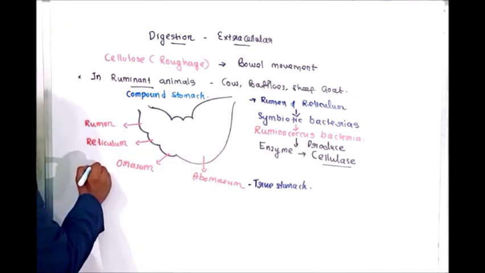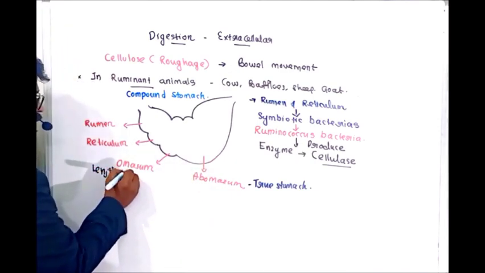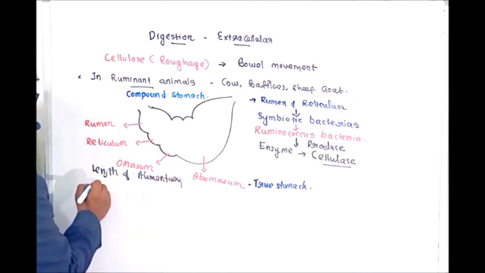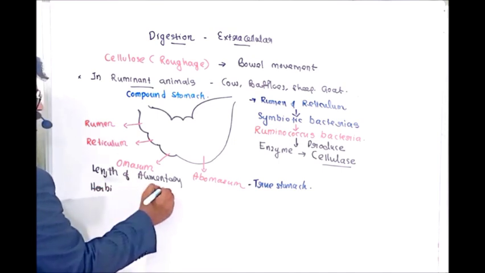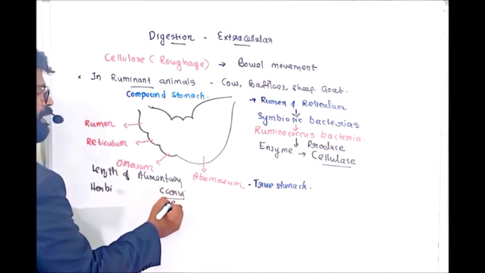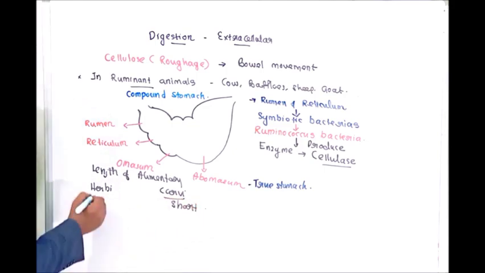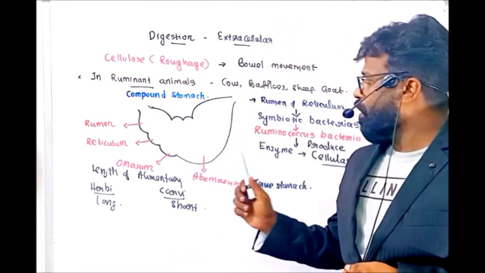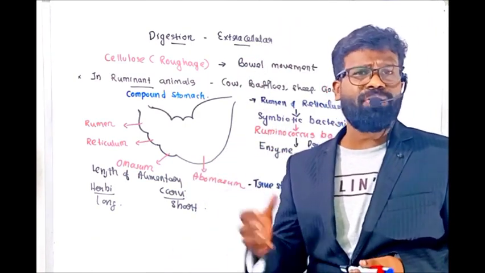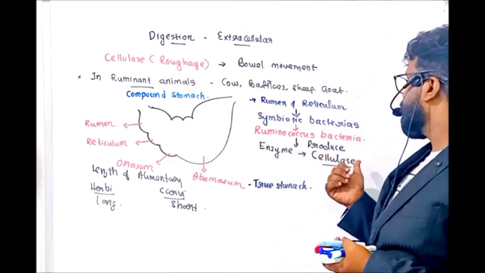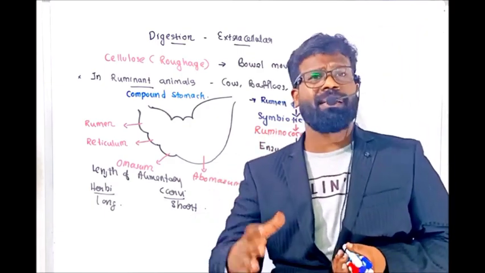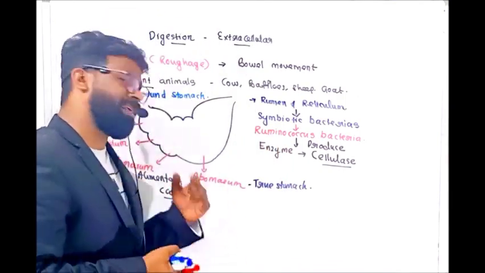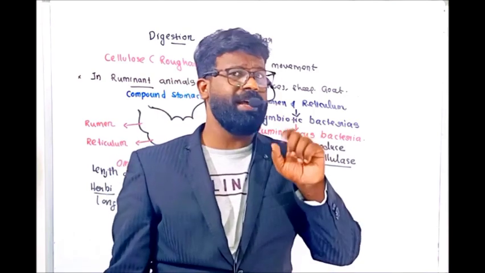See, when we compare the length of the alimentary canal of herbivores and carnivores, there is a short alimentary canal in carnivores and a long alimentary canal in herbivores. The longer canal in herbivores is for accommodating a large number of microbes for cellulose digestion. Carnivorous animals have a comparatively short alimentary canal.